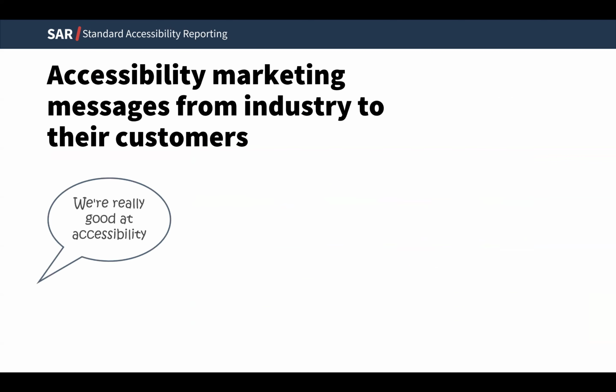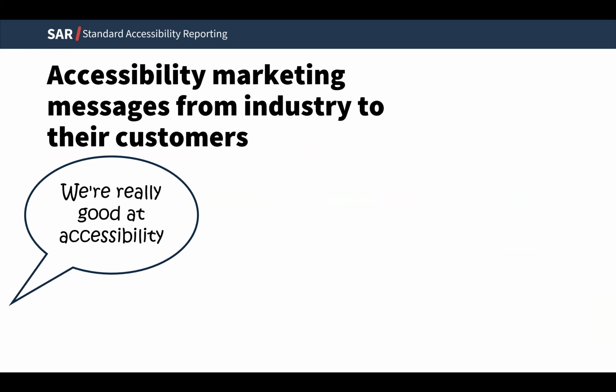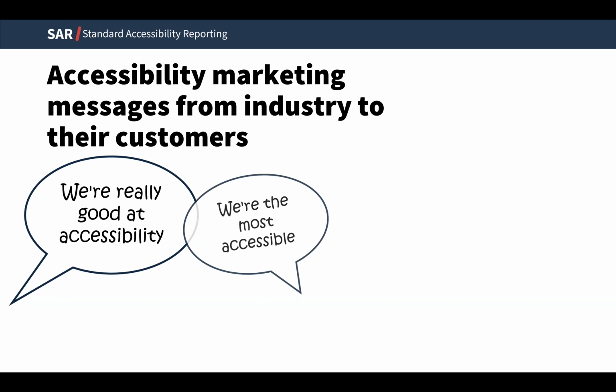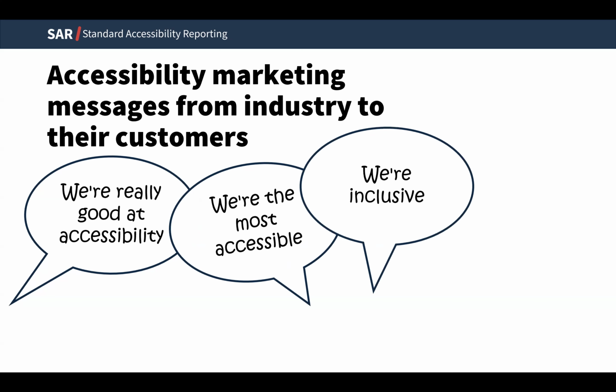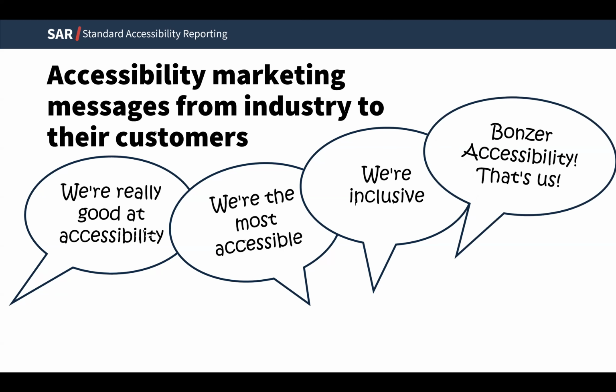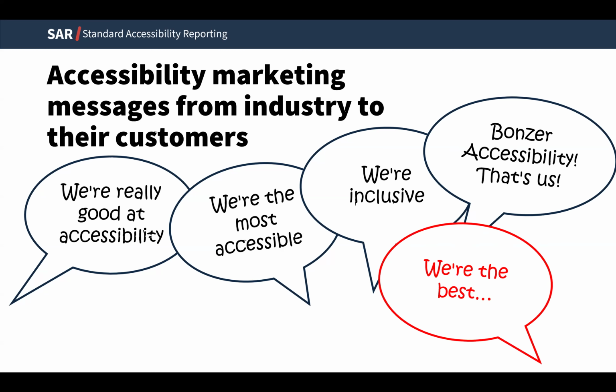So an accessibility company. In terms of a marketing message from industry to say, look, we've invested a lot in accessibility and now we're really good. Okay, we're really good at accessibility. That's the measure. Or we're the most accessible. Or we're inclusive. That's the marketing message. Or fully accessible. That's us. Okay. So someone comes along and says, well, we're the best. Okay. How do you know you're the best?